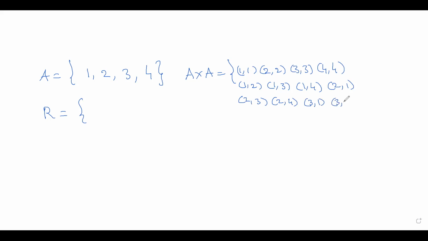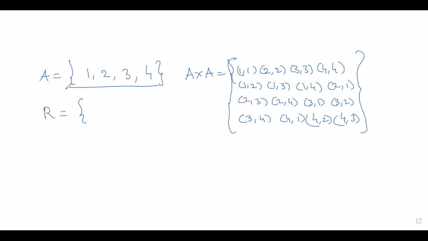(4,1), (4,2), (4,3), (4,4). Anything else? No. So we got all the 16 elements? Yes, of course. You see, 4 are there, n of A into n of A, we got 16, right? Clear? Now, the relation R is a subset of this A cross A.